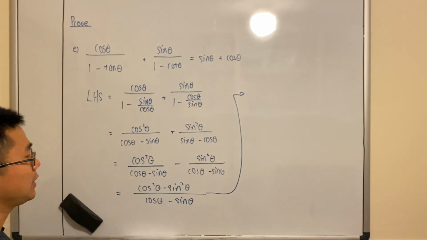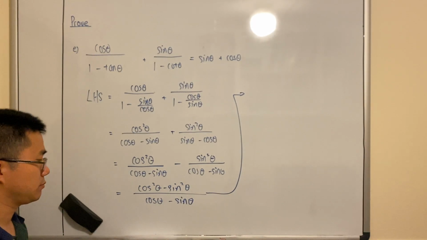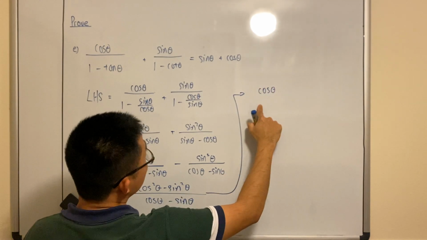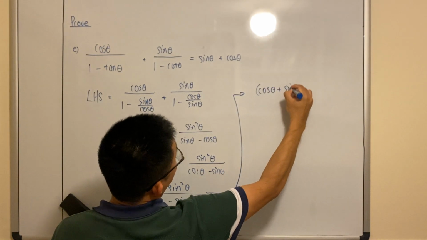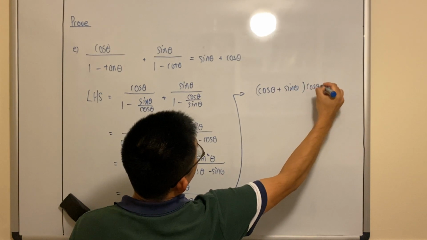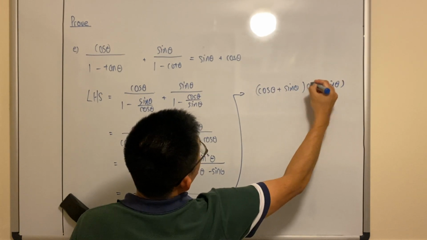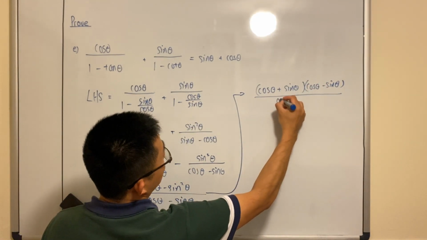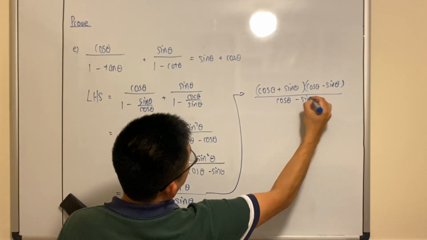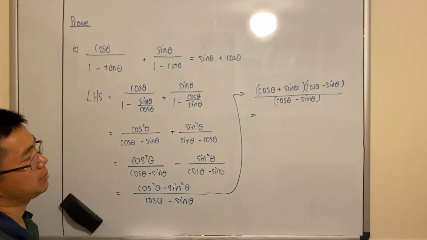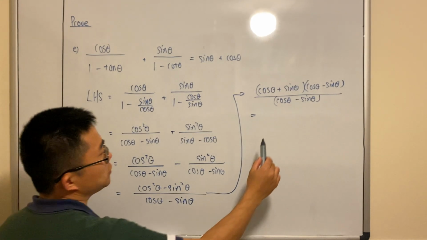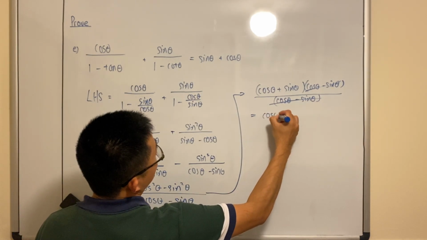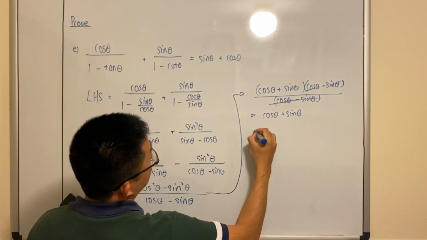You're going to use something you have learned in year 9. It's called difference of two squares. So your numerator becomes cos theta plus sine theta, cos theta minus sine theta, over, and then the denominator is still cos theta minus sine theta. And then I hope by this time you realize that you can cancel these two terms out, and then the answer is just cos theta plus sine theta, and that's the right-hand side.